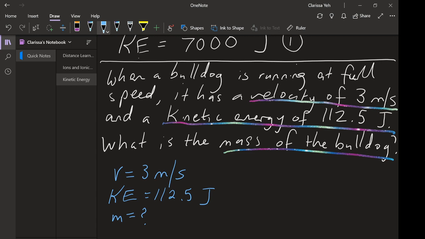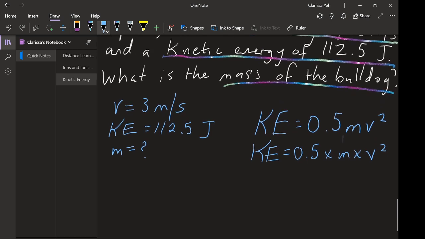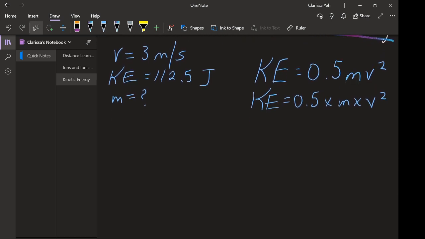Once again, start off the FIFA method by writing out the formula. KE equals 0.5 mv squared, and if you'd like, you can write the times symbols in there. Up to you. Okay, working from left to right now. KE, I'm going to look at my list and see if I have a number for KE. I have V, KE equals 112.5. I do have a number for KE, so I'm just going to substitute that directly in.